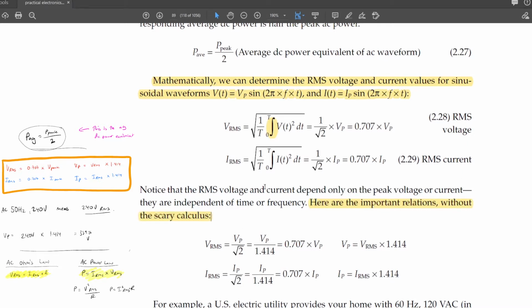Notice that the RMS voltage and current depend only on the peak voltage or current. They are independent of time or frequency. Here are the important relations without the scary calculus. Love it. Absolutely love it.